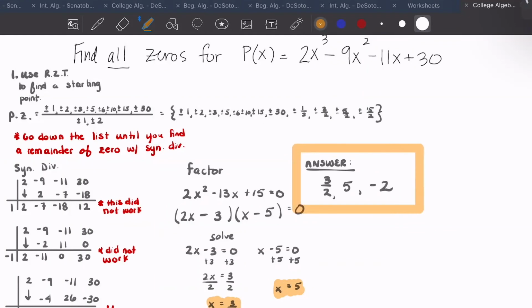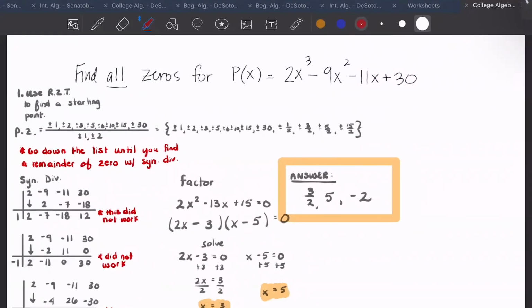All right, so what did I just do? I know that was a long problem. My first step was using possible zeros to find a starting point. And then I did synthetic, factored, and solved. This is when I don't give you that hint. This is when I don't give you a 0. When I give you a 0, you start right here. You get your new polynomial, you factor, and you solve.